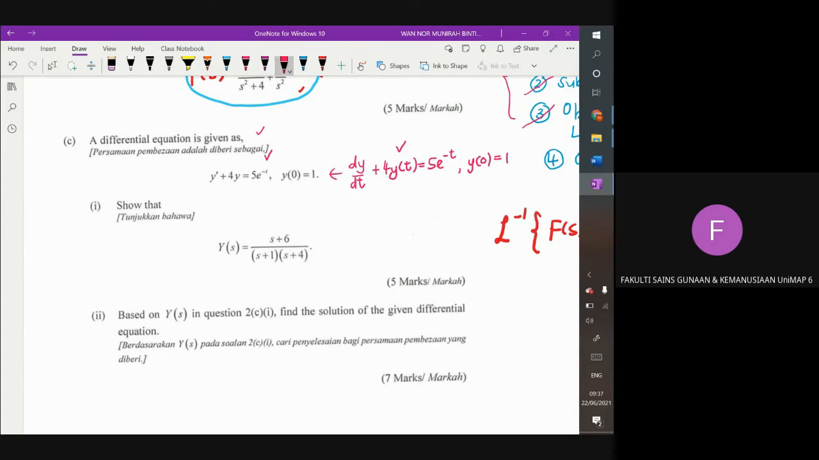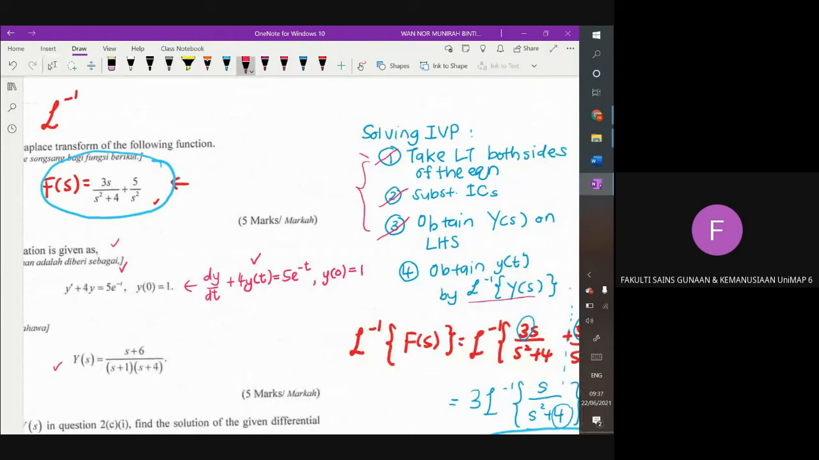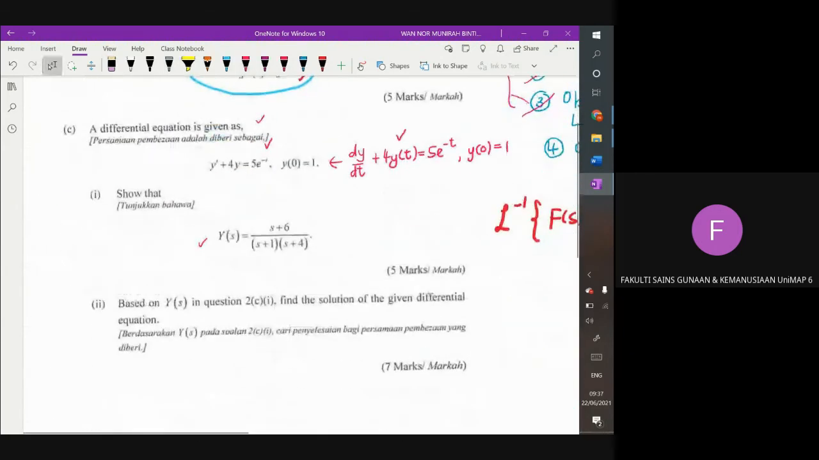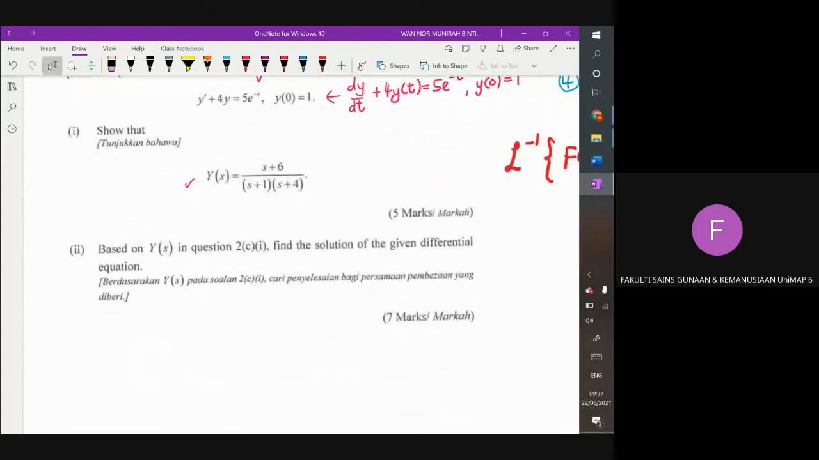Okay, so let's try to solve for this one first, ys. So what are the steps? Take the Laplace transform of both sides of the equation, substitute the initial condition, then try to rearrange until you get only ys on the left hand side of your equation. So let's try to solve this one. Given that y prime plus 4y equals 5e to the negative t, with condition y equals 1 when t equals 0. So keep that condition aside for now, and try to take the Laplace transform.